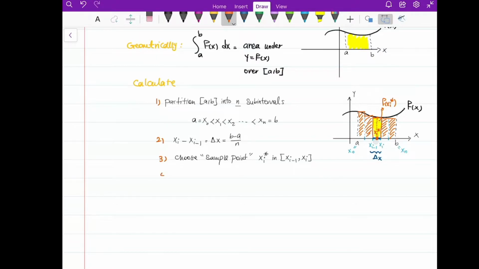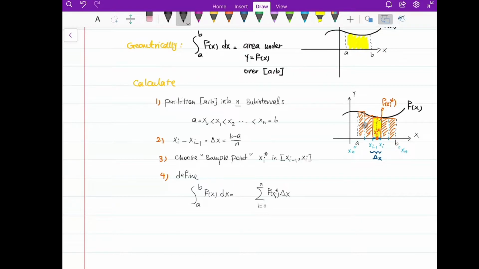And then step 4, we're going to define the integral from a to b of f(x) dx as what? It would be the summation of just little areas. So for example, the area for this yellow rectangle in here would be the width delta x times the height, which is f of the sample point, and then we're going to add them all up for each of these subintervals.